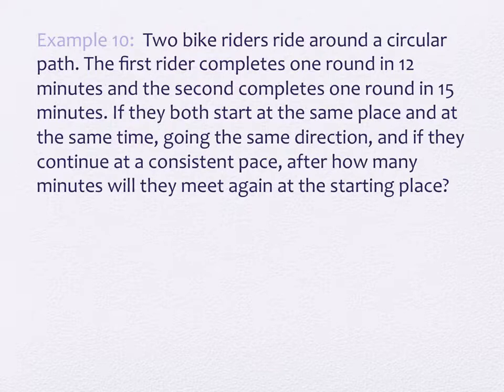Two bike riders ride around a circular path. The first rider completes one round in 12 minutes. The second completes one round in 15 minutes. If they both start at the same place and at the same time, going in the same direction, and if they continue at a consistent pace, after how many minutes will they meet again at the starting place? So our first goal is to figure out, is this a greatest common divisor or a least common multiple question?